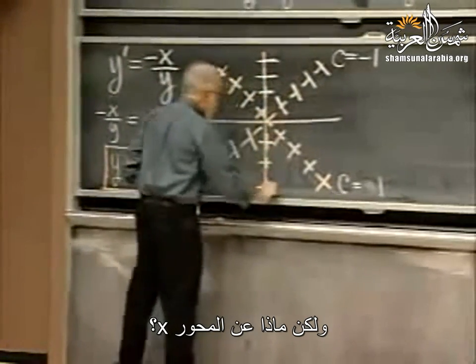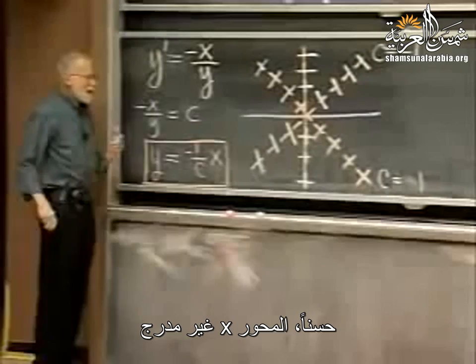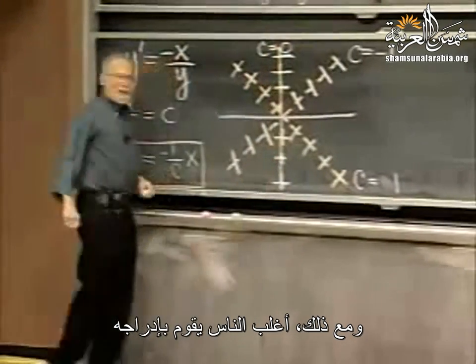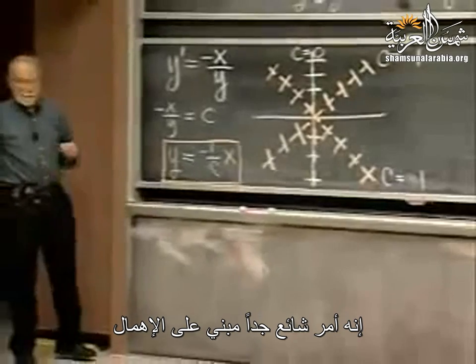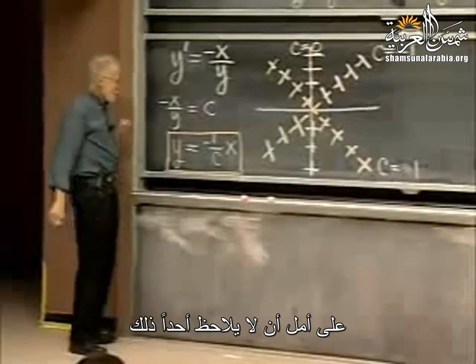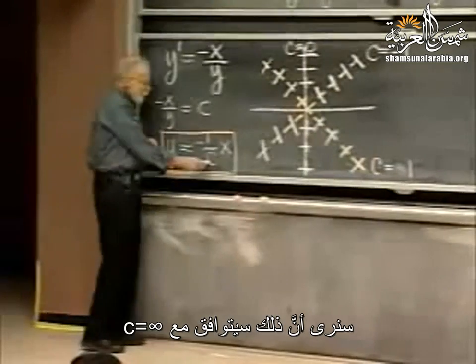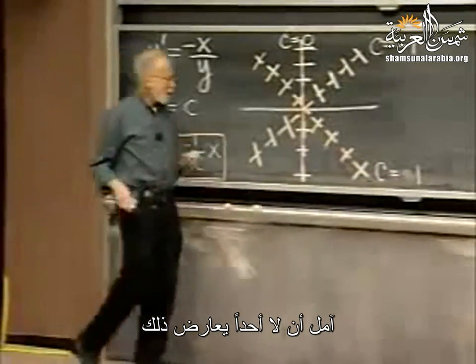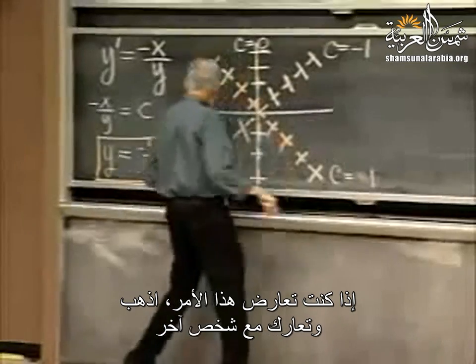How about the x-axis? Well, the x-axis is not included. However, most people include it anyway. It is very common to be sort of sloppy, bending the edges of corners a little bit, and hoping nobody will notice. We'll say that corresponds to c equals infinity. I hope nobody wants to fight about that. If you do, go fight with somebody else.